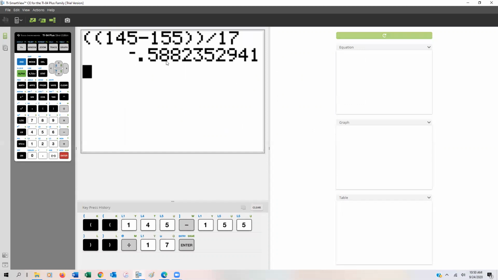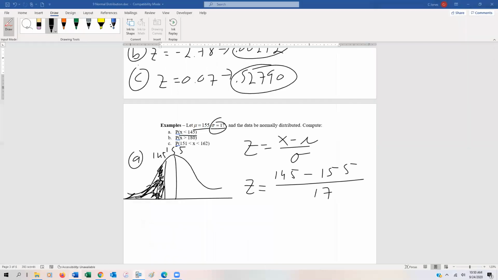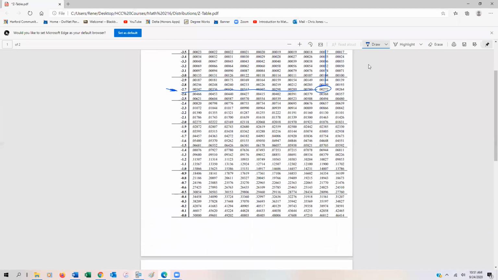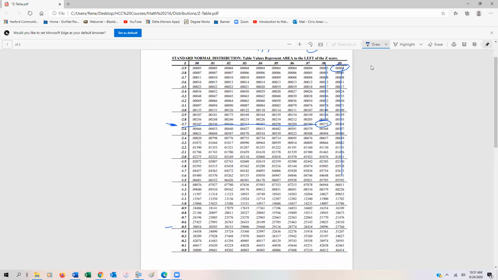Negative 0.580, and we round z-scores to 2 decimal places. So our z-score is going to be negative 0.59. All right. Now that is not the probability. The last thing we have to do is go to the table. So we're going to go to the z table, and we're going to look up negative 0.59. So we go down to negative 0.5, and then we go all the way over to 9. Right? So this is 9 up here. This is negative 0.5, and we crosshair it, and we get 2776 as our probability.